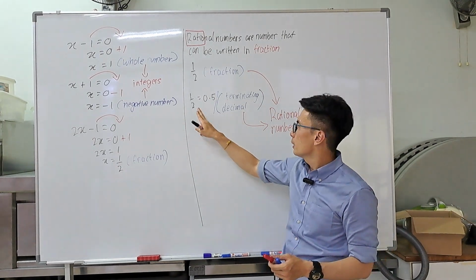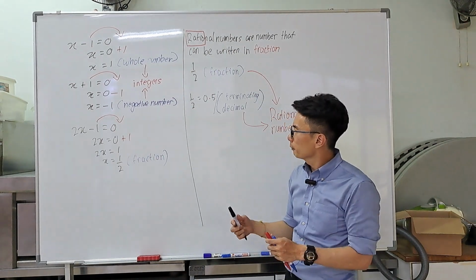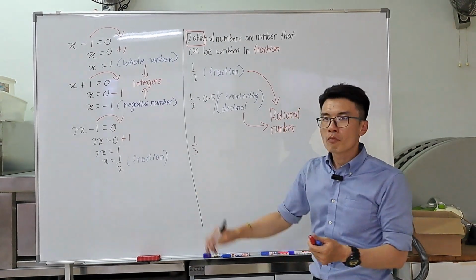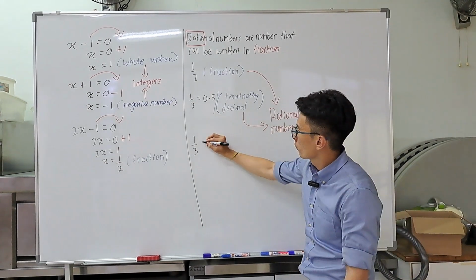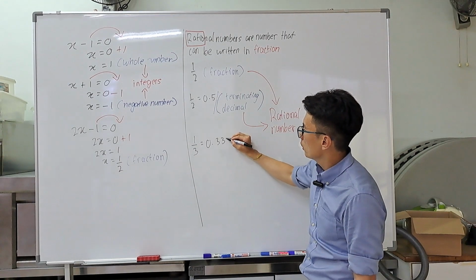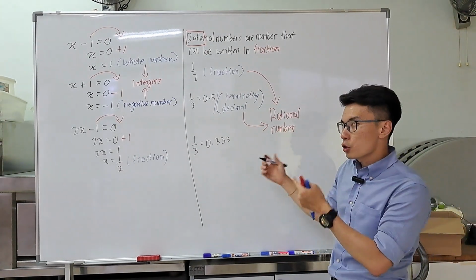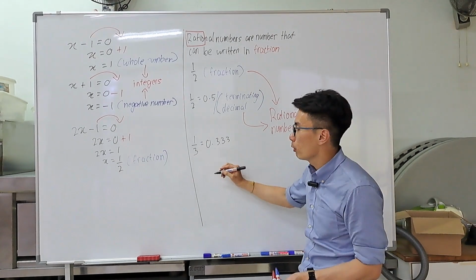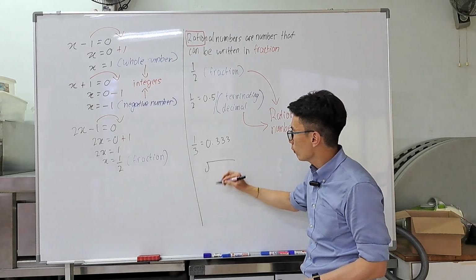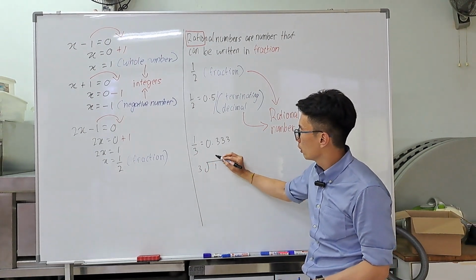Now let's take this idea and bring it one step further. If I can write 1 over 2, what about 1 over 3? Now if you use your calculator, you will get 0.333. It goes to infinity. We can show this by using a very simple example of long division. 1 over 3 means 1 divided by 3. So we can just quickly solve this.